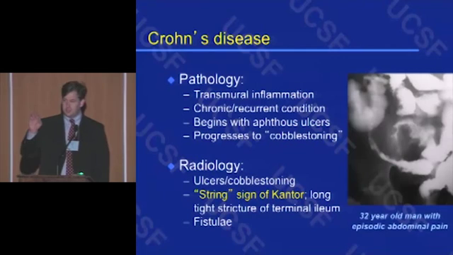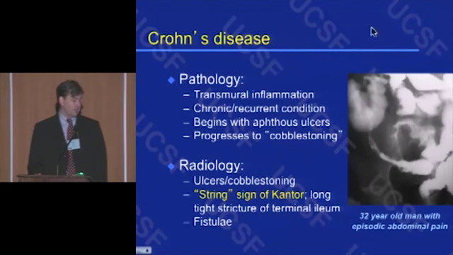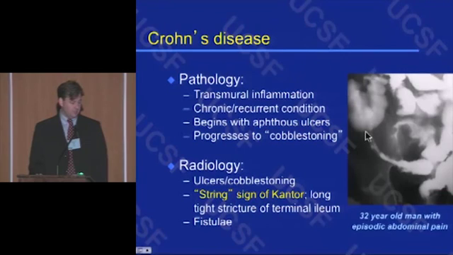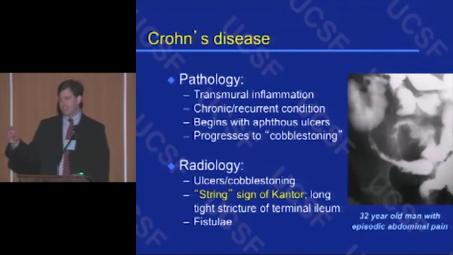They begin with these small, tiny ulcers that progress as the inflammation recurs and occurs again to cobblestoning. Again, you see small ulcers and cobblestoning. You can see what's called the string sign of Kantor. It's a long, tight stricture, as you see here. The terminal ileum, non-distendable, didn't change no matter how much we pushed on it, always stayed narrow. Remember, you have to make sure that you're not just seeing a focal narrowing. You have to make sure it doesn't ever change.